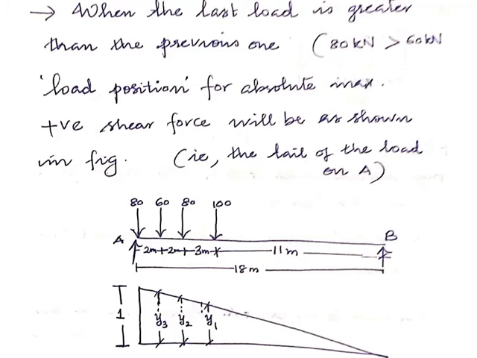We can do a problem that is not like this another time. So in this case, you only have to remember one thing: when the last load is greater than the previous one, the load position for absolute maximum positive shear force will be as in the figure. That means the last load on the support A. Just remember this. As the last load is greater than the previous one, the load position will be keeping the last load, the tail of the load, on the support A.